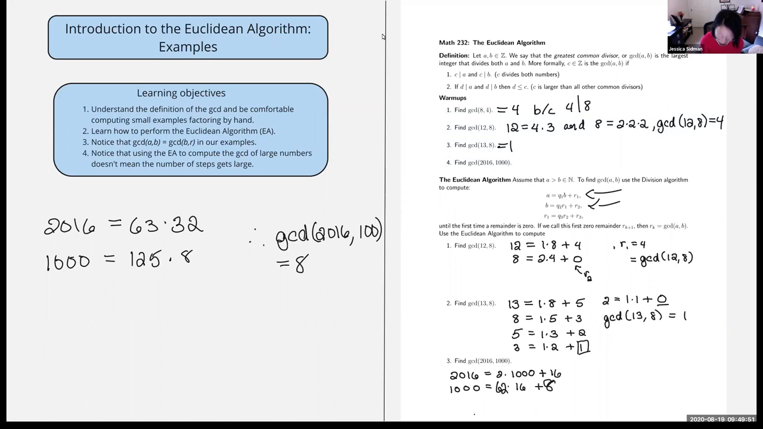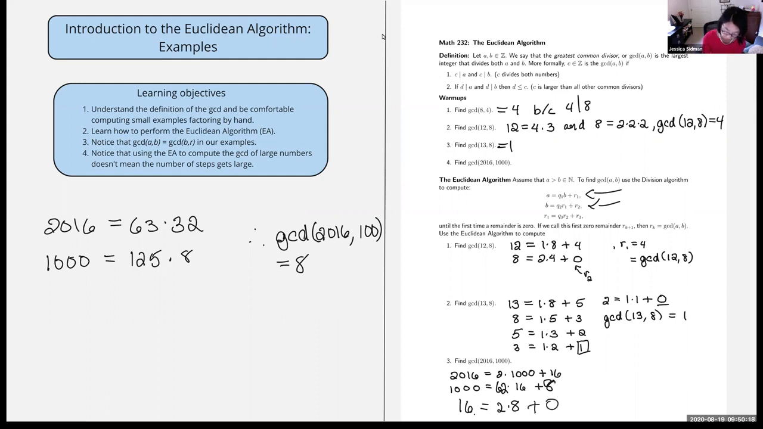So now I still don't have a 0 remainder, but I do have a non-zero remainder, which I secretly already know is the answer, right? So now I'm going to look at 16 as my new A, and 8 as my new B, and I say, yay, it's actually a factor of 16, so I am done.